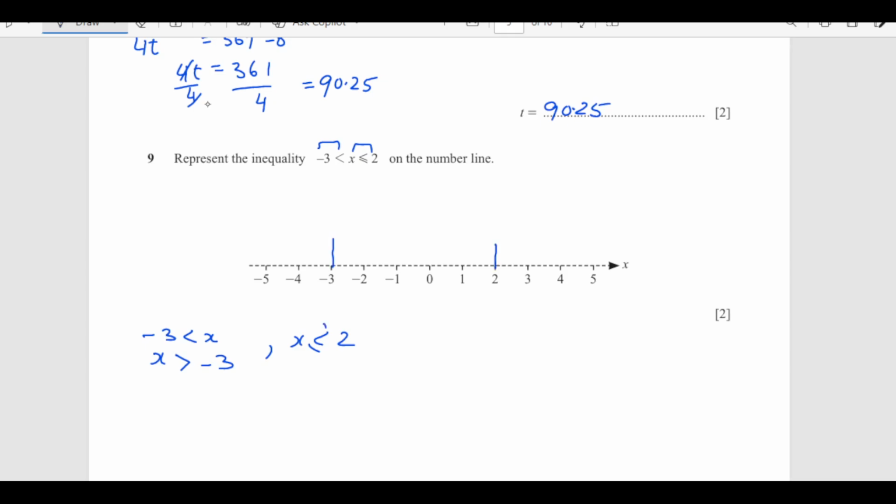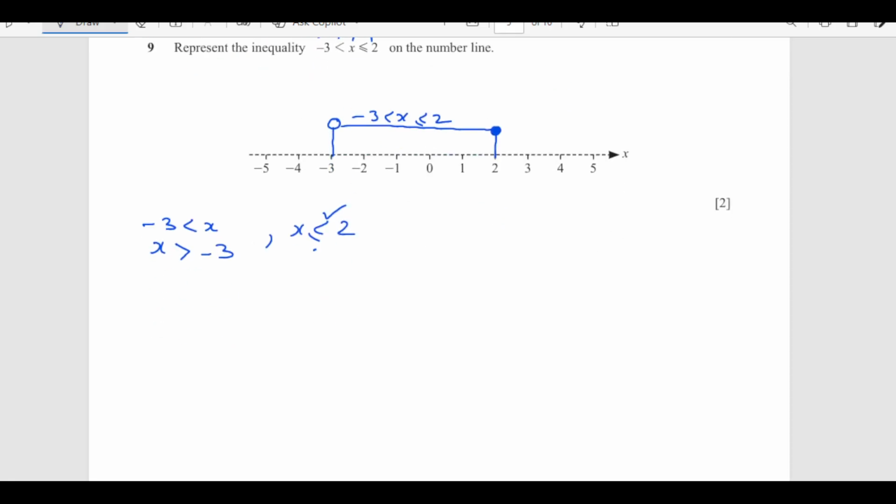Now you see x is less than or equal to 2, and we also have the equal sign here. So that means this point is also included. So we are going to have a bold shaded circle. On the other side, negative 3 is not included, so you put a hollow circle, and then all these numbers from here to here are going to be the values of x, right?